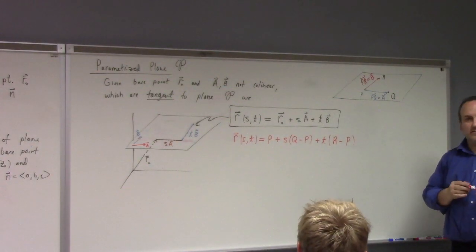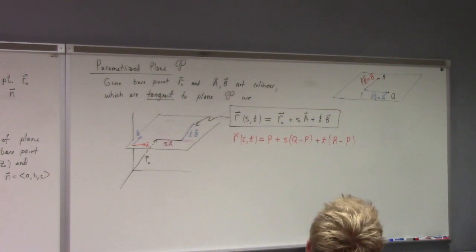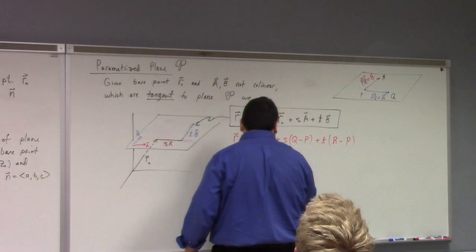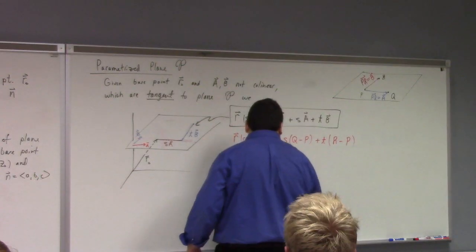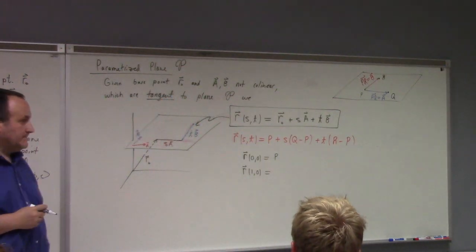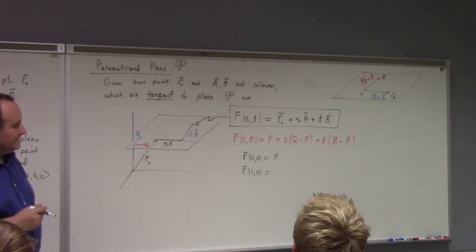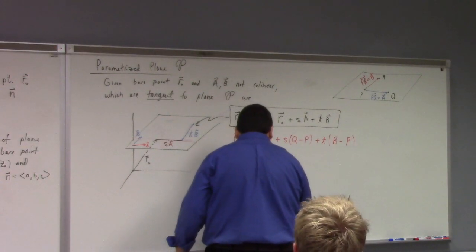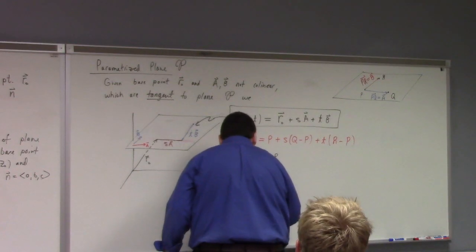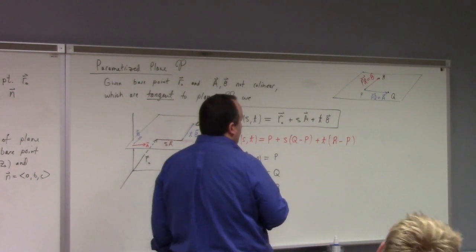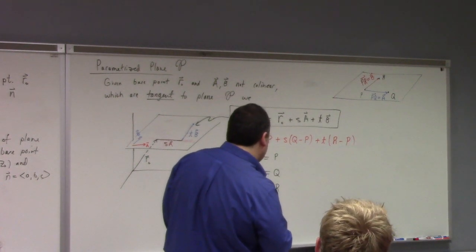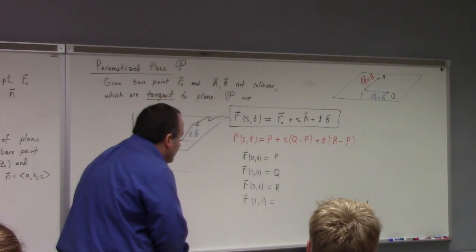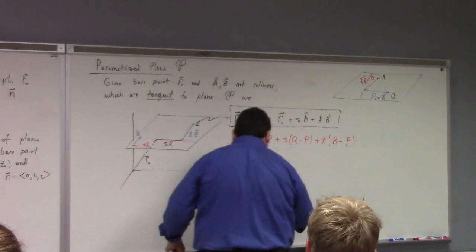That is the parameterization of a plane containing those 3 points. And see how it works? R of 0,0 is what? It's P. What's R of 1,0 equal to? Q. And what's R of 0,1? And what's R of 1,1? I think it's P plus Q plus R, right?